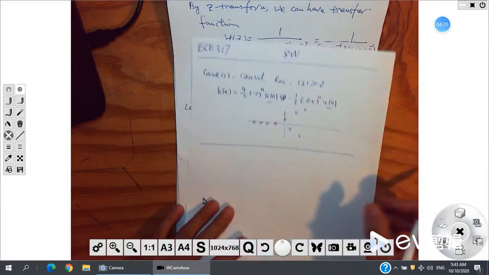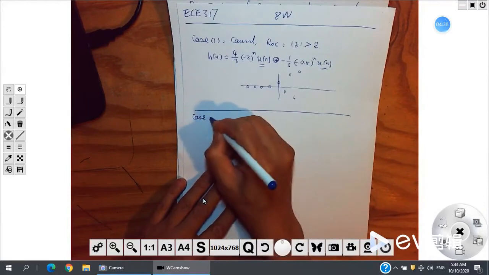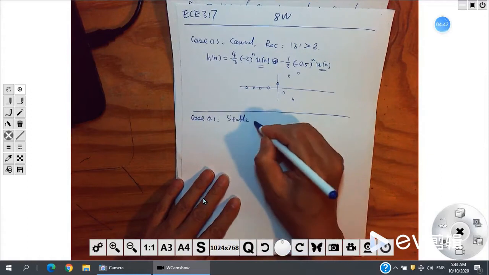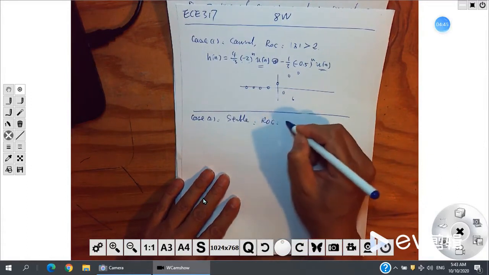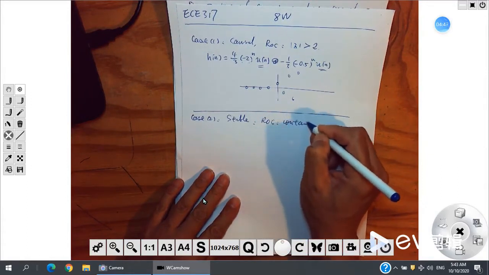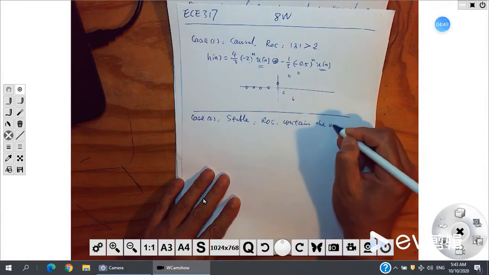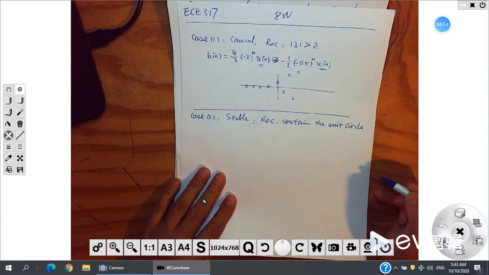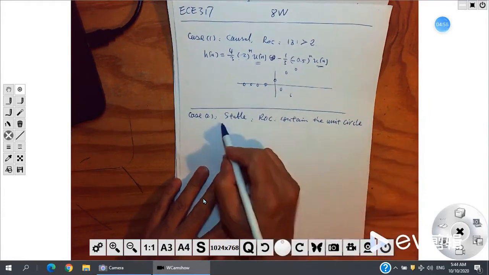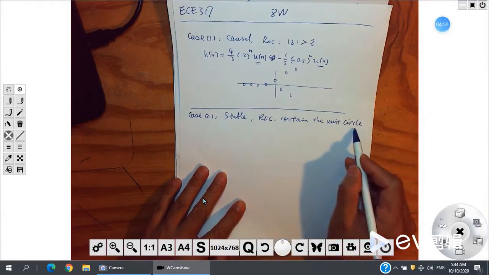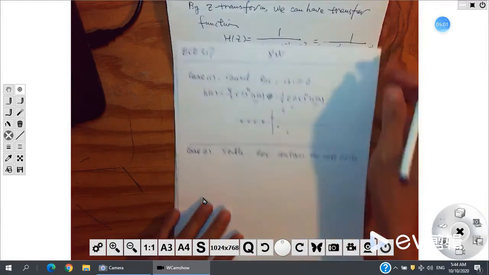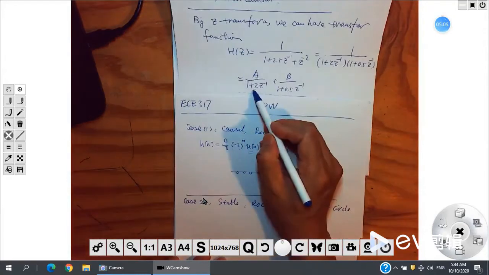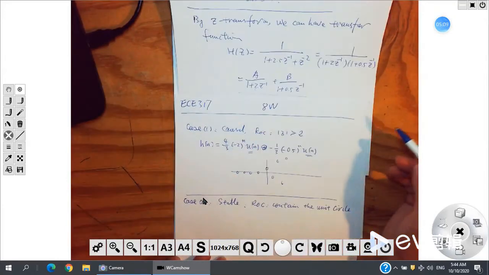Second case, stable case. For the stable case, RC must contain the unit circle. If it is stable, then RC must contain the unit circle. So now you see the poles. We have negative 0.5 and negative 2. So which part contains the unit circle?